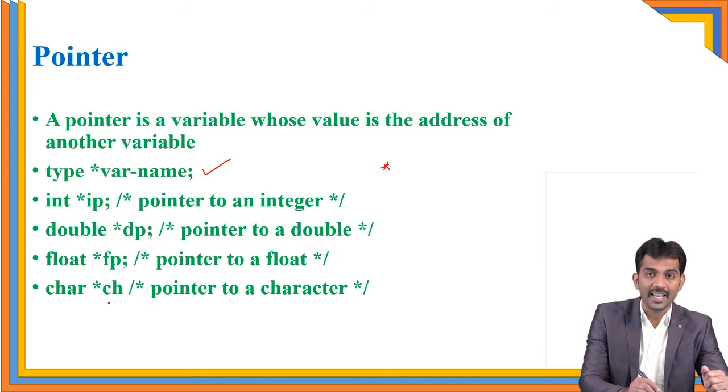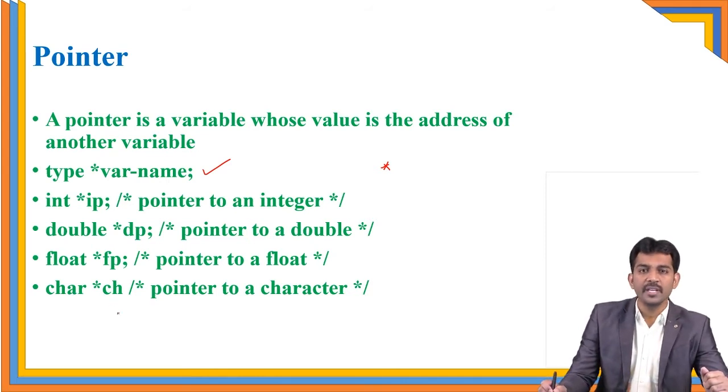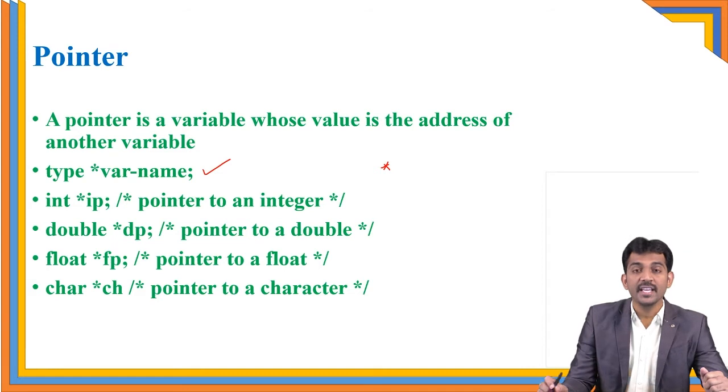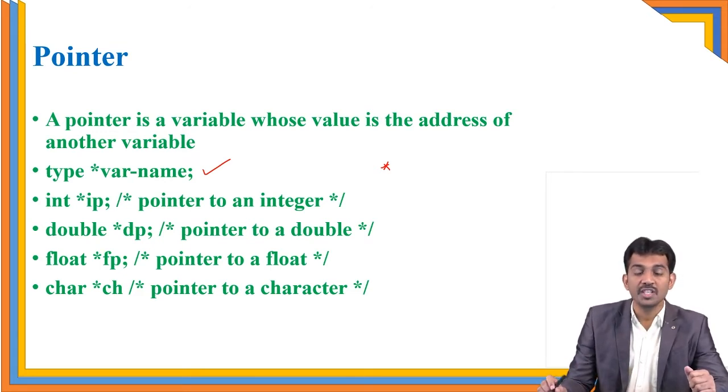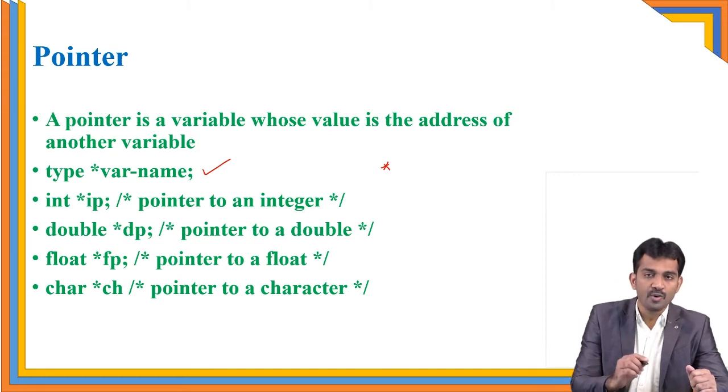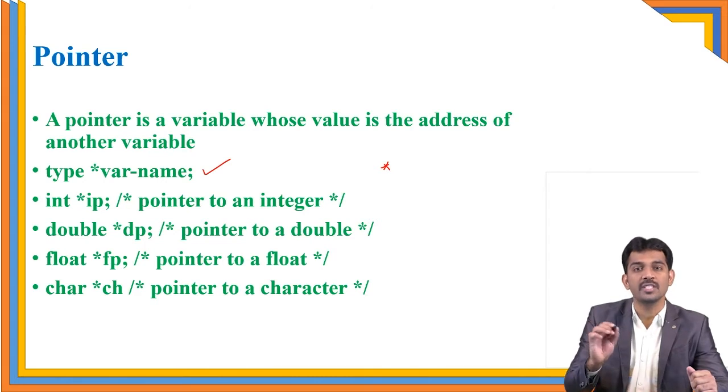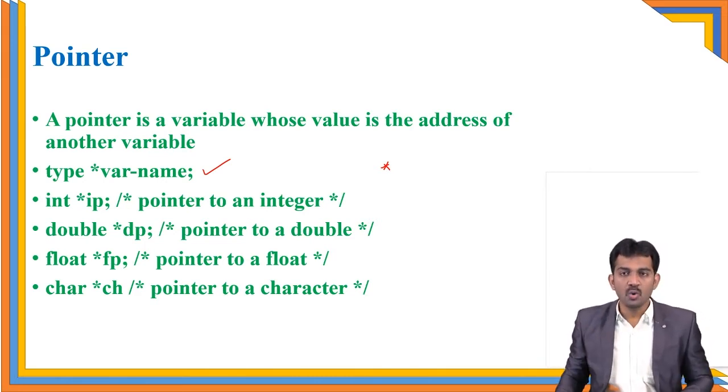If you want to use char *ch, what does it mean? If you create an integer pointer, then it can only store addresses of integer variables. If you create a double pointer, then it can store only addresses of double data items. A float pointer can store only addresses of float variables. That is the difference.